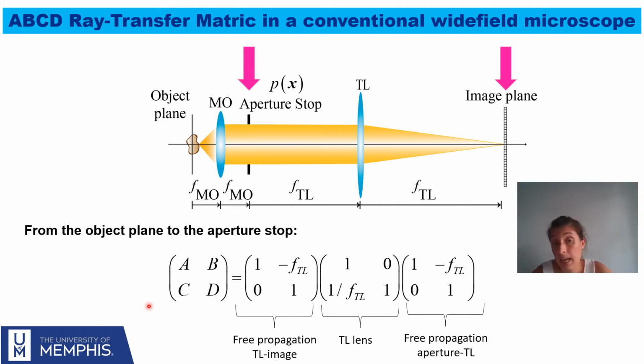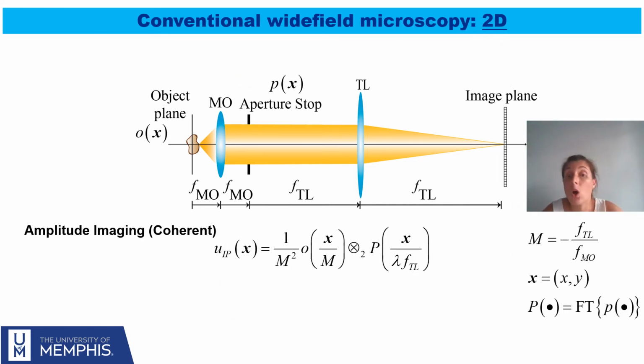And then the next step is going to be from the pupil to the image plane. Again, we have a free propagation, the lens, and another free propagation. If we do all of those together, the amplitude distribution at the back focal plane of the tube lens, which we're going to call the image plane, is going to be the 2D convolution of the scaled version of your object with a lateral magnification M, where M now depends on the focal length of the tube lens and the objective lens.